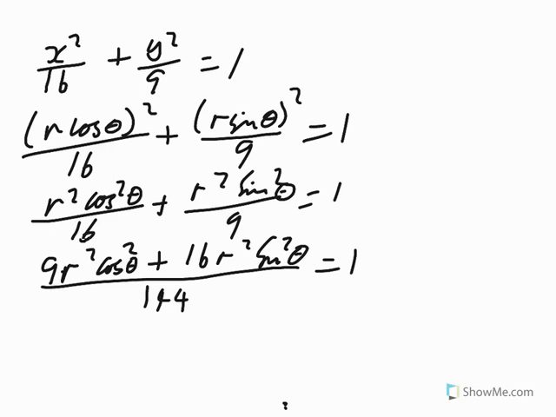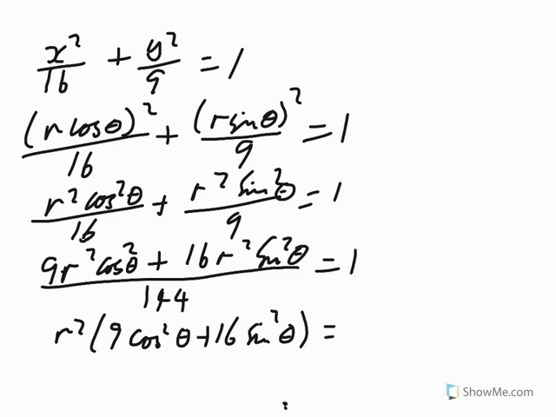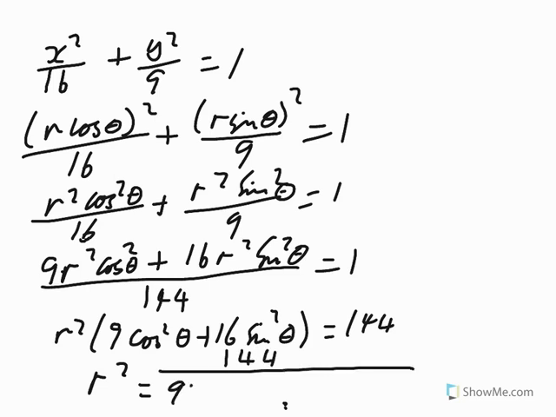So my r squared is a common factor, and I've got 9 cos squared theta plus 16 sine squared theta, and I'll times both sides by 144 at the same time, and so then our final equation is r squared equals 144 over 9 cos squared theta plus 16 sine squared theta for that particular one.